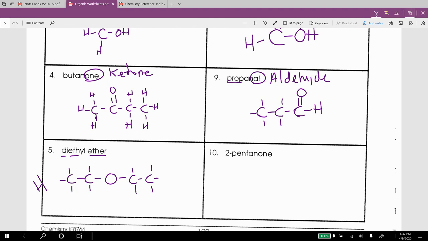And our last one. All right, so I have 2 pentanone. The one means I have a ketone. And so pent means I have a 5 carbon chain. And this 2 means that's the location of that ketone functional group. So 5 carbon chain, 1, 2, 3, 4, 5. On carbon number 2 is that functional group of the ketone, right?